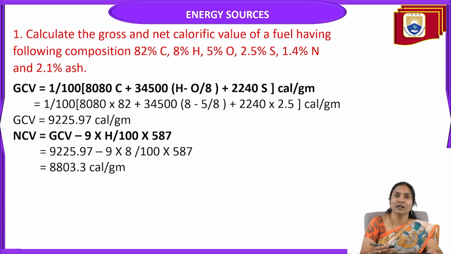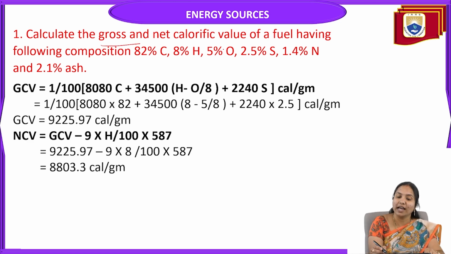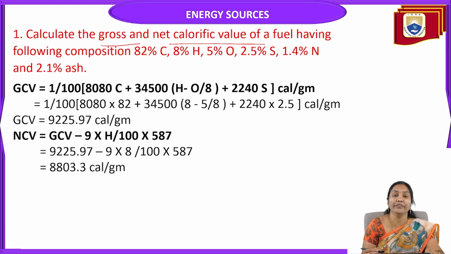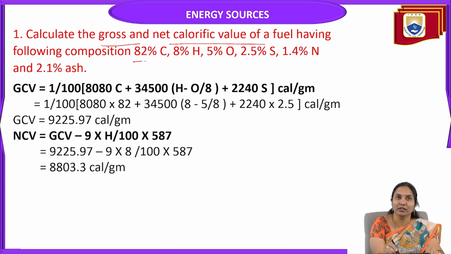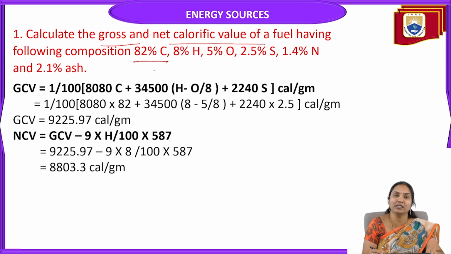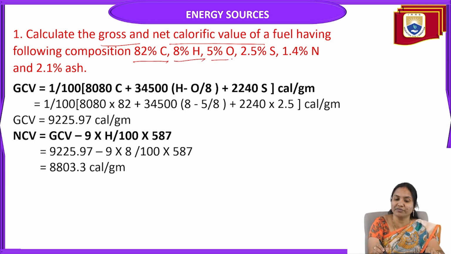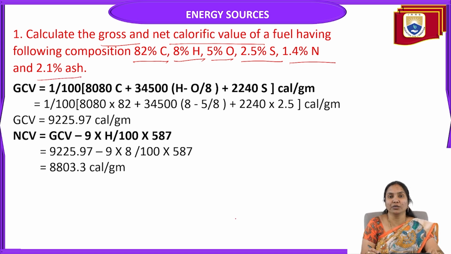Now let's discuss numericals based on HCV and LCV. Calculate the gross and net calorific values of fuel having the following composition. In this numerical, carbon percentage is 82, hydrogen is 8%, oxygen is 5%, 2.5% of sulfur, 1.4% of nitrogen and 2.1% of ash. Given this data, you can now calculate the high calorific value and low calorific value of the fuel.